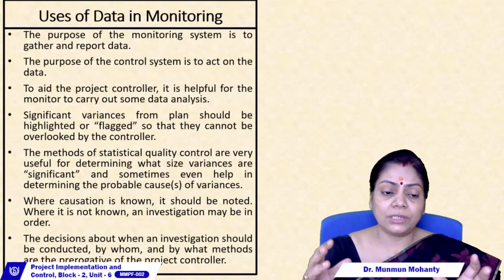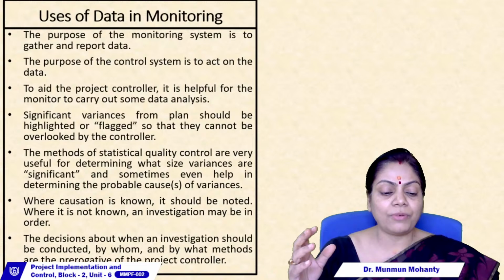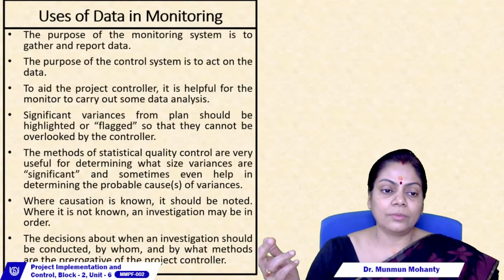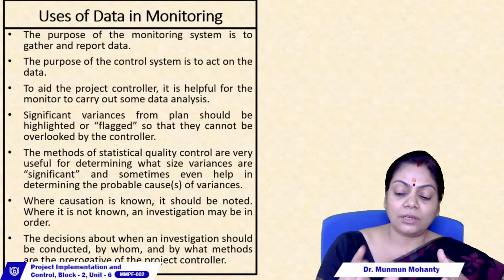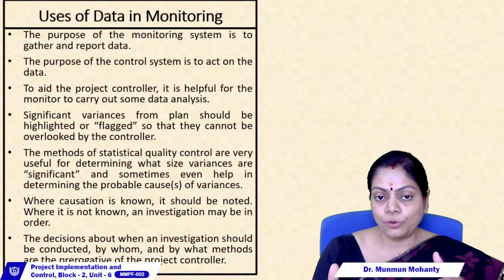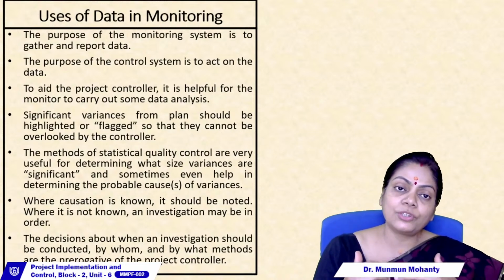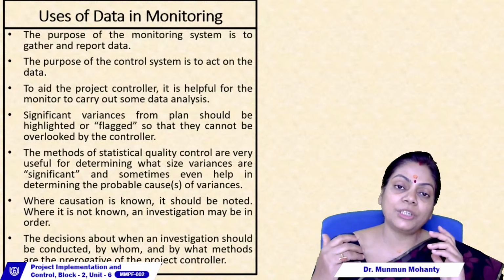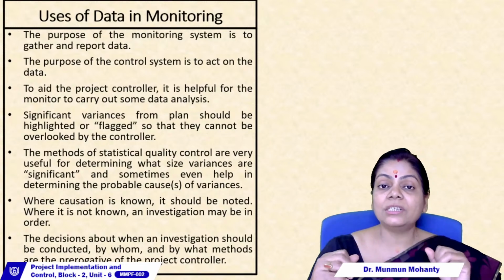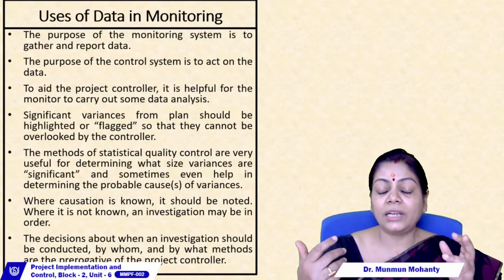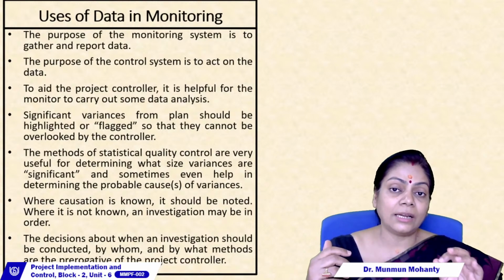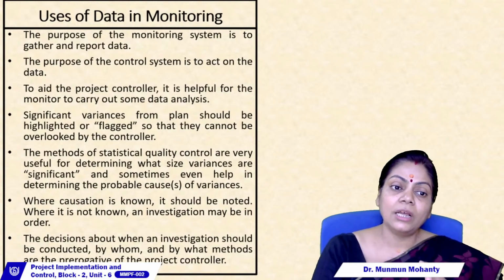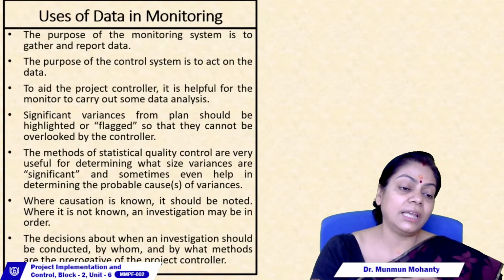Just now we talked about variance. Whenever you are talking about a significant variance from the plan, you have to highlight it. Suppose we were supposed to do this, but we have been falling short by a big margin, let us say 30%. These variances need to be highlighted. Technically, they say you have to flag them, so the data analyst will have to flag these things so that the controller doesn't miss out on these key areas.